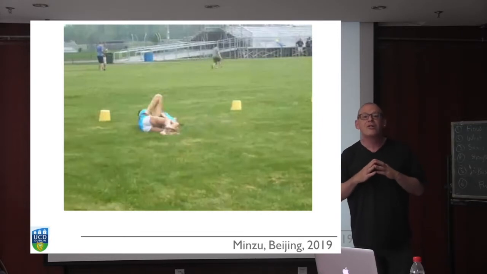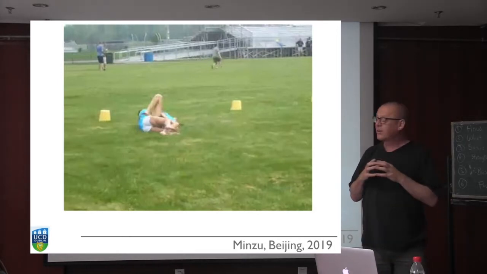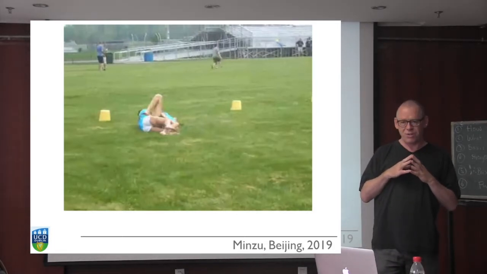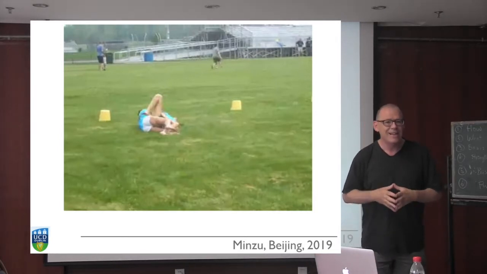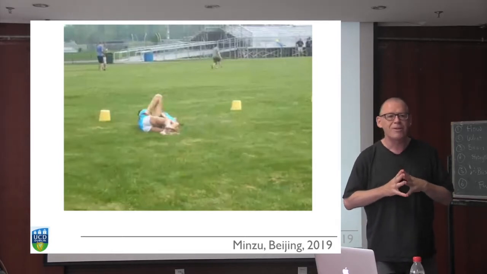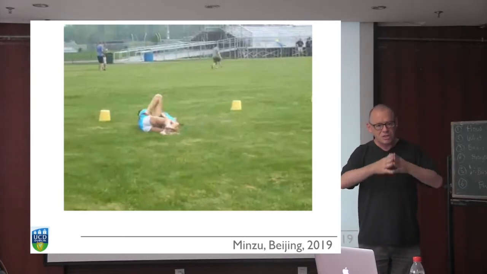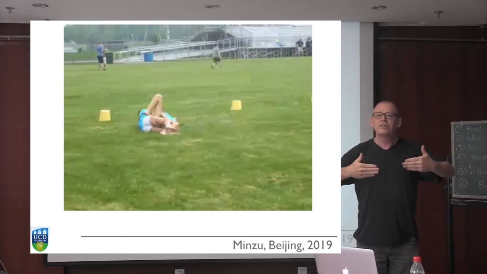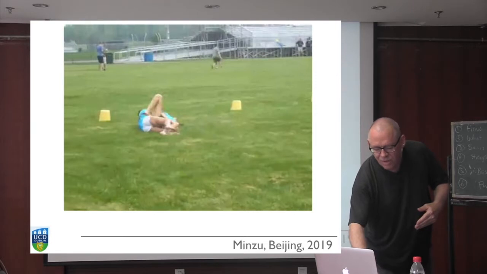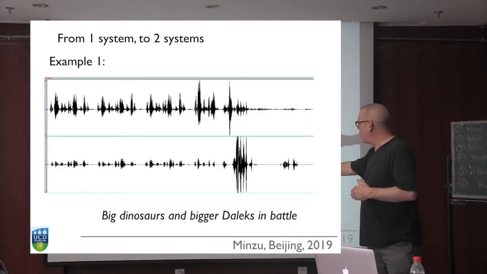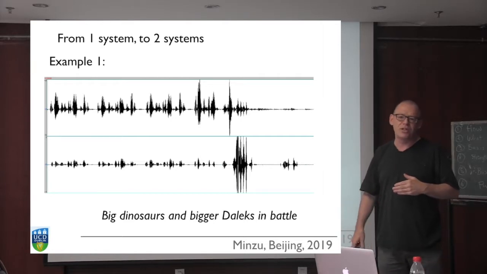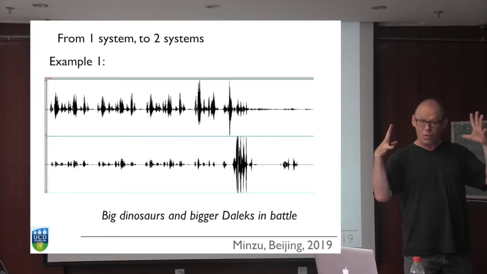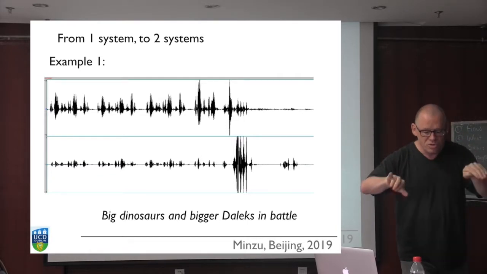Now, in synchronous speech, there is a kind of error that we find, a mistake. It's just like that. And you never, ever find this except in synchronous speech. And when we see something like that, we go, ah, that might be important. So here I'm going to give you two examples of people where they start out obviously coupled, speaking together, and then something happens, a small error on one part, and they stop together abruptly. In this first one, subjects are saying the phrase, big dinosaurs and bigger Daleks in battle. I tell you, phoneticians are very strange people. Just listen, see if you can hear the moment at which one system falls apart and becomes two systems.